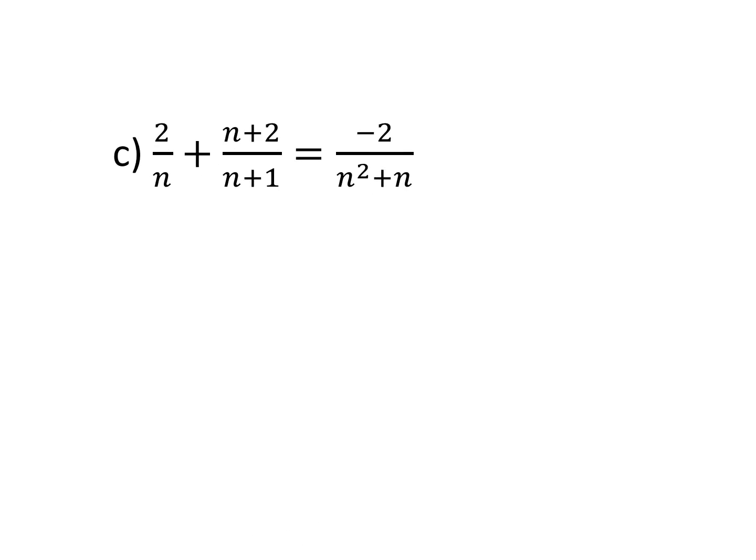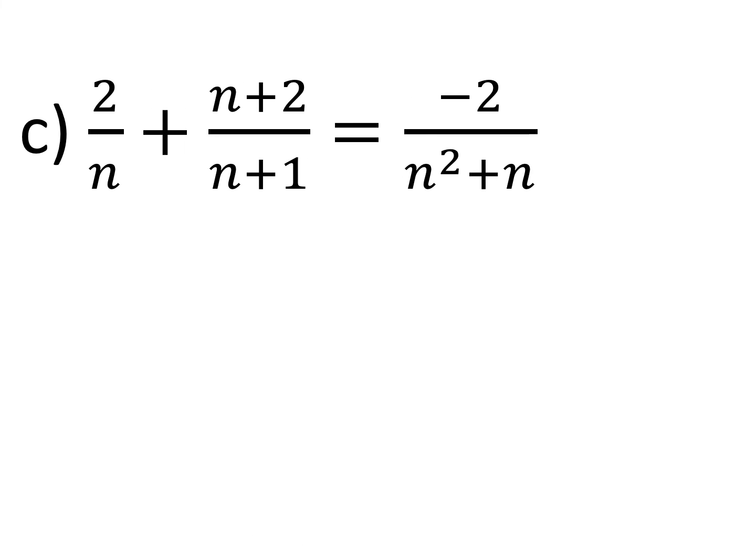Okay, letter C. We're trying to come up with a least common denominator. So it makes the most sense, just like in the last lesson, 8.5, to factor first, right? If I factor this n squared plus n, factor out an n, I'm left with n times n plus 1. So what is your least common denominator?